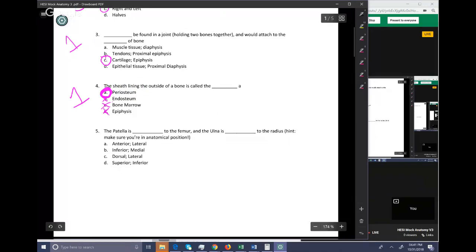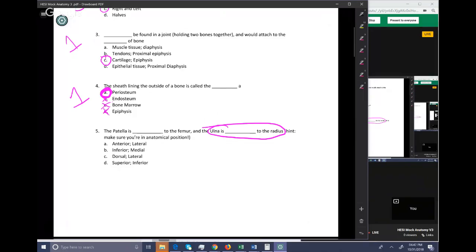5 says the patella is blank to the femur and the ulna is blank to the radius. And I put a hint in here, which they wouldn't, but I did, that make sure you're in anatomical position when you're dealing with ulna and radius. They'll use those because it's so easy to look at your arm sitting there with your hand on the mouse at your computer taking your test and forget that your arm is flipped upside down when you're in anatomical position. So your palms face forward, which totally changes whether the ulna would be considered medial or lateral. So make sure you're in anatomical position. You can use anatomical position in the testing center.